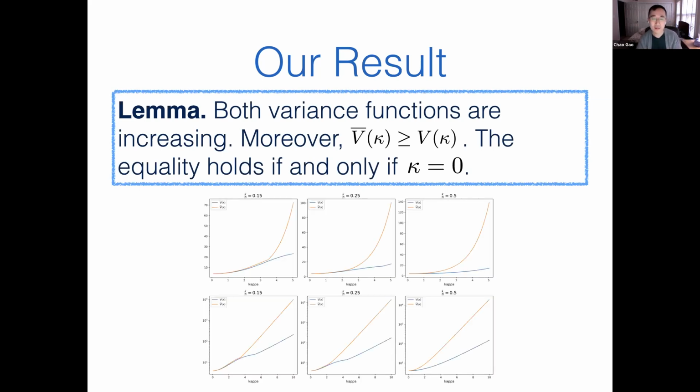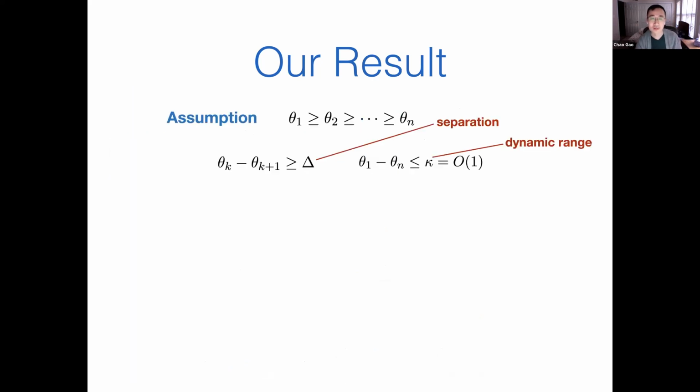So here I show you several plots of the variance functions. The orange is V bar, which is the spectral method. The blue one is the variance for MLE. And I show you the plots for different values of k over n. The first row are the direct plots. The second row are plots of the functions in logarithmic scale, right? So if you look at the plots in the second row, you can easily see the functions are not just increasing, they're actually exponentially increasing. And even the difference between the two functions is an exponentially increasing function of kappa. So as kappa grows, the difference is really significant. You can really see a significant gap between the two variance functions.